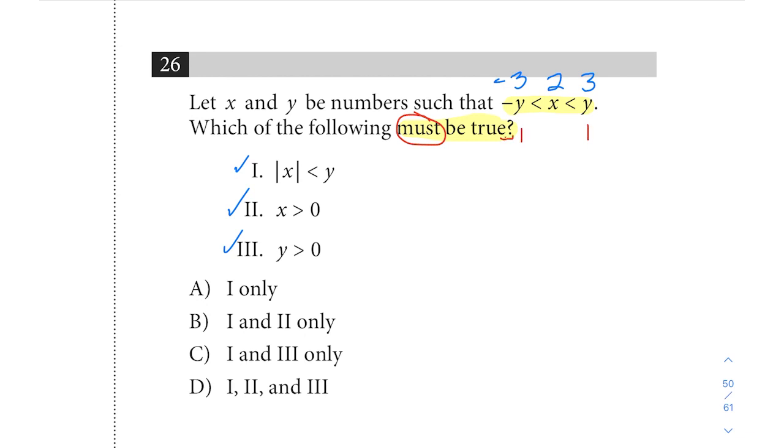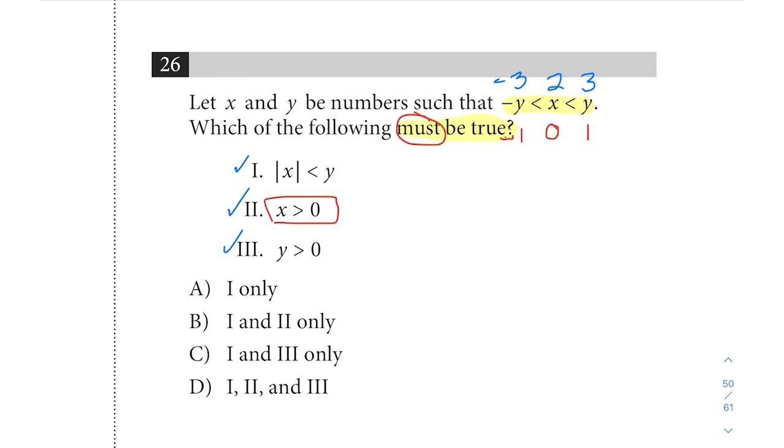Okay, so for this inequality to be true, let's try some other values. Let's change up y a little bit. Let's say y is 1, and so this would be negative 1. And then let's say x is 0. Okay, so that would still work, right? We have x in between these y values.